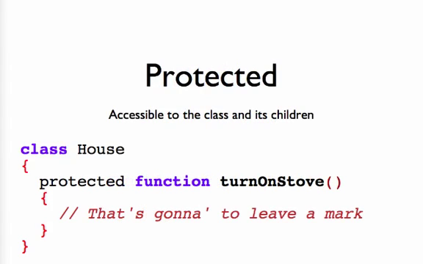Next one is protected, which means it's accessible to the class and objects that are children of that class. So this would be something like possibly turn on stove. It's only accessible if you're inside of the house, right? You can't do it from outside the house. There're kind of weak analogies, I guess, but I was trying to come up with some examples of houses and things that you can't do to them or whatever.